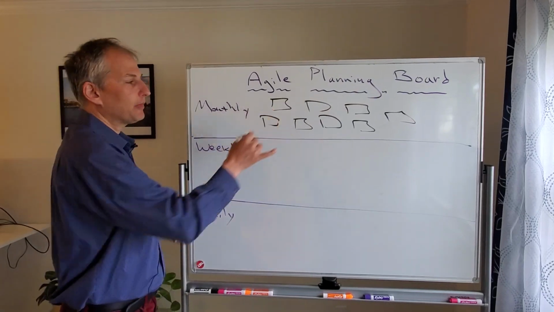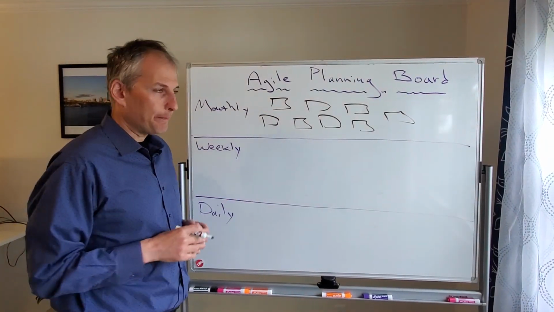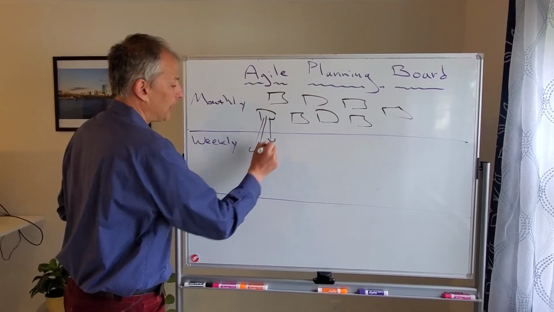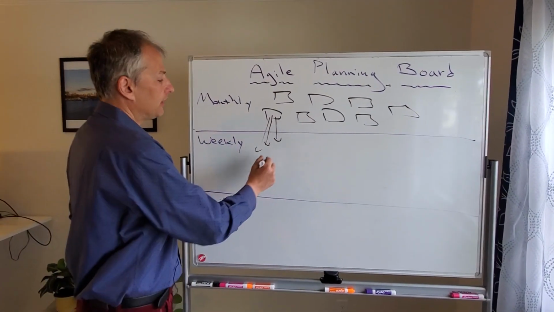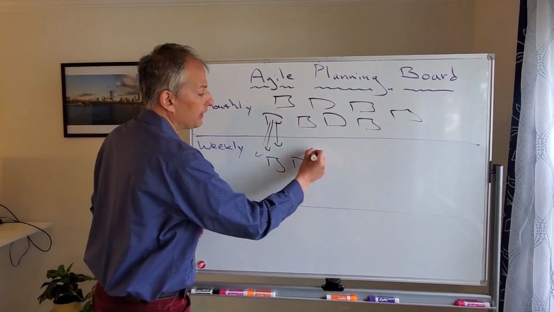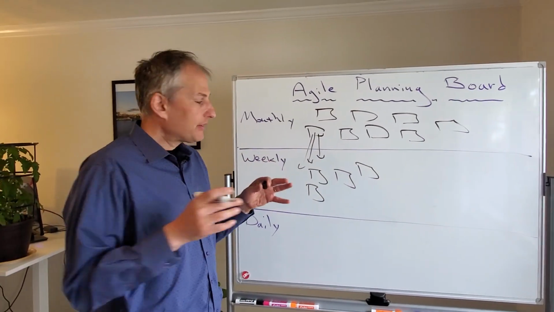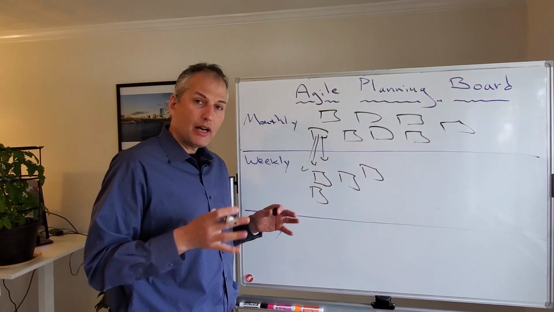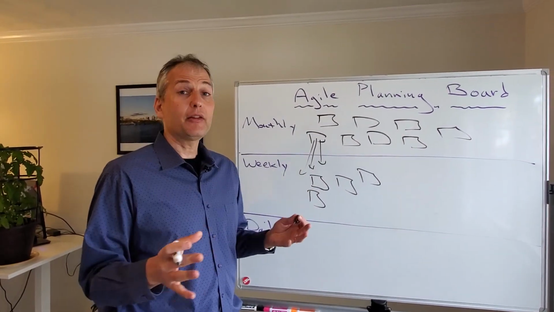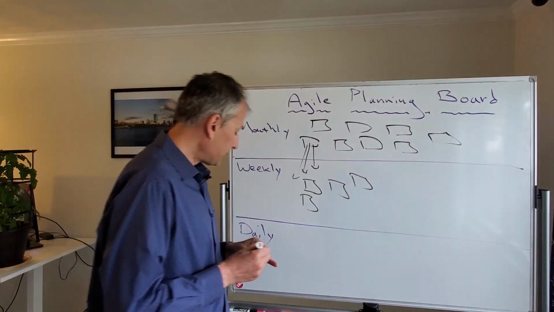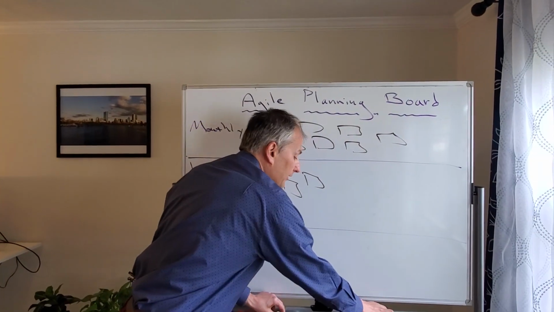So we look at those monthly ideas or monthly initiatives, and then we start breaking them down, and we ask ourselves, what can we complete next week? And we break these down. Now, here's an Agile coach tip. When you break things down, you want to make them kind of the same size, because it makes tracking much, much easier.